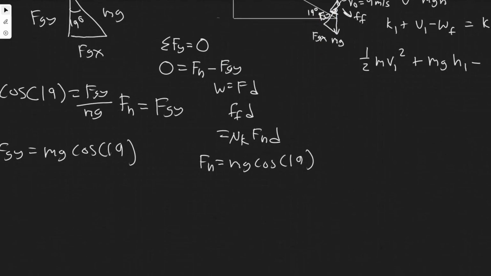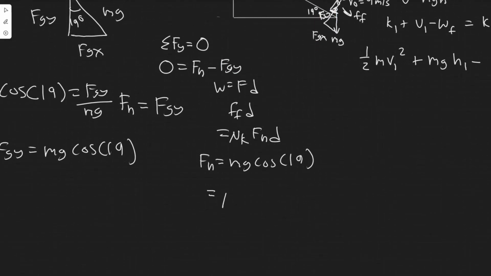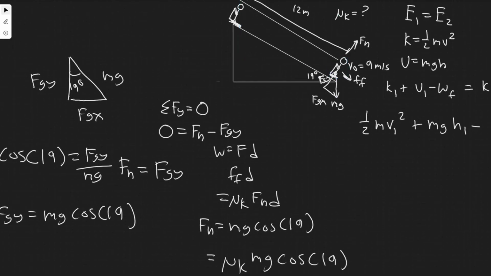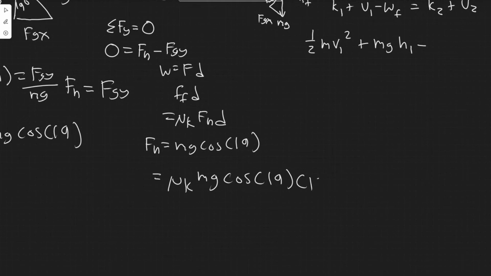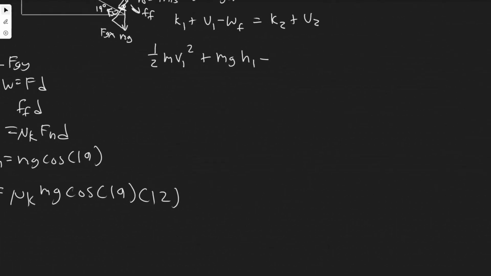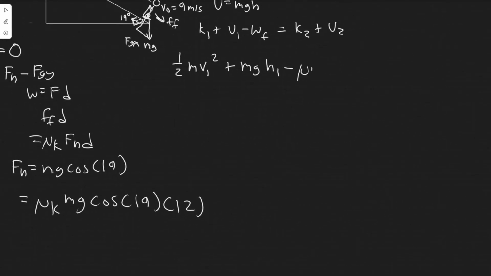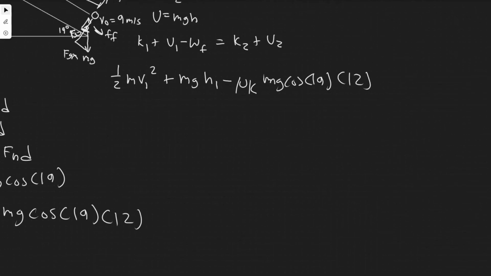Now we can just go ahead and plug it in: mu sub k times mg times cos 19, and then you multiply that by the distance. In this case, we travel 12 meters. That's how long the force is being applied for, so this would be 12. So we're subtracting mu sub k times mg cos 19 times the distance. All we did was find the work due to friction, and then plug it in.